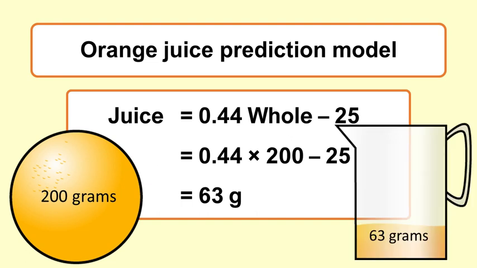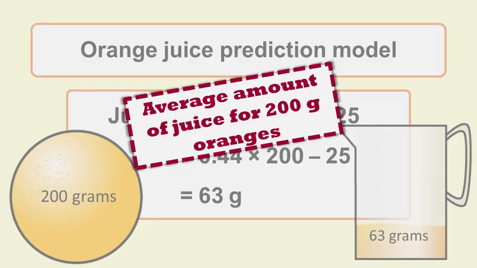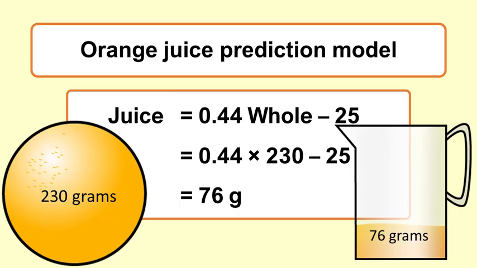The value, 63 grams, could also be read off the graph by drawing a line up from the 200 grams on the weight independent variable axis to where it meets the fitted line and across to 63 on the juice dependent variable axis. We do not expect every 200 gram orange to produce exactly that amount, as there will still be variation in yield between oranges. But on average, oranges that weigh 200 grams will give 63 grams of juice.